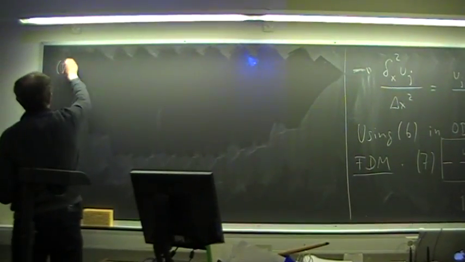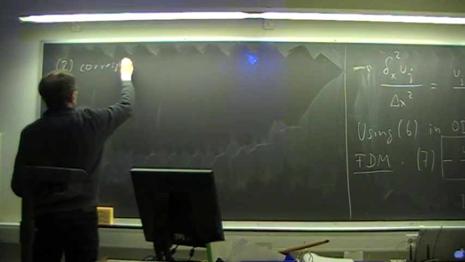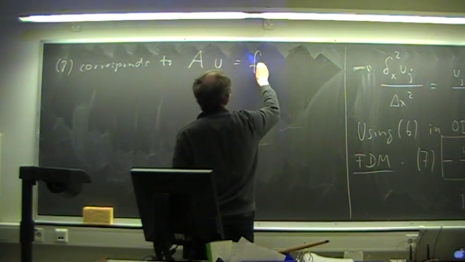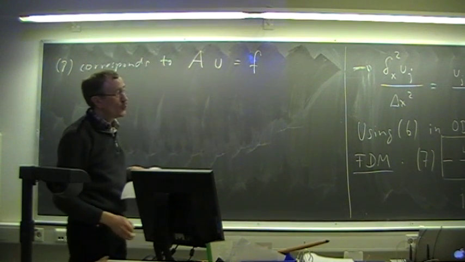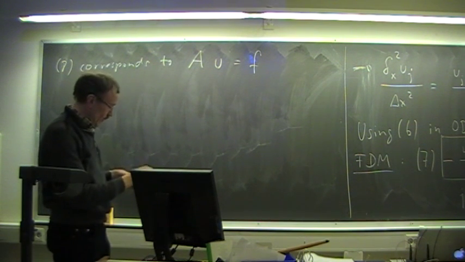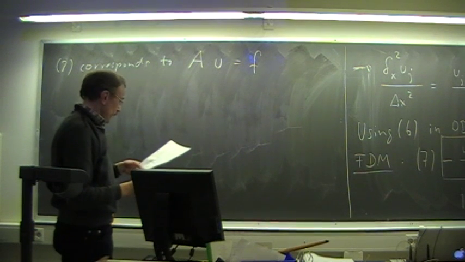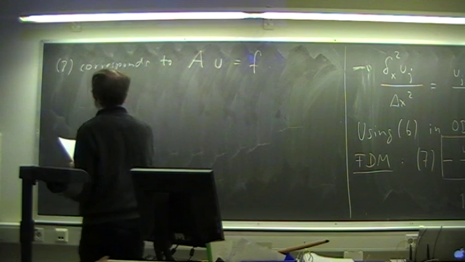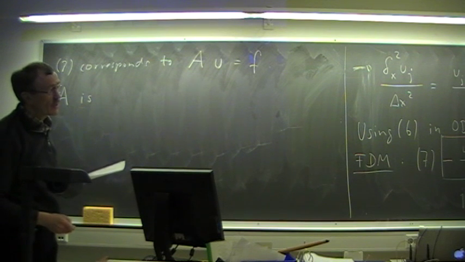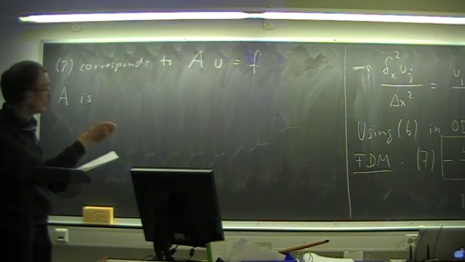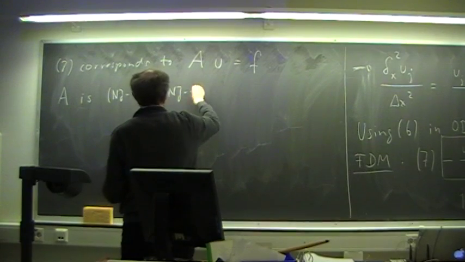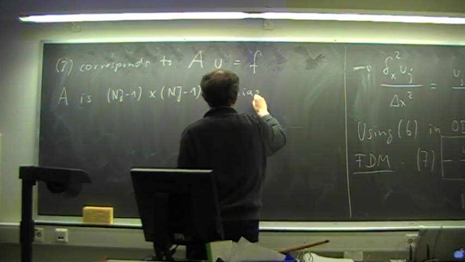So 8 corresponds to A u equal to F. Now u is this vector, u1 to u_{nj-1}, and F is the right hand side that we see over there. And the matrix A that we have here, what is the dimension of that? We can see that by the unknowns, nj minus 1. So that is an nj minus 1 times nj minus 1 tridiagonal matrix.